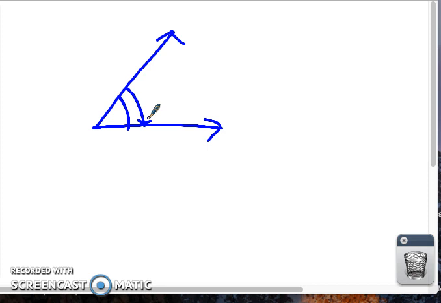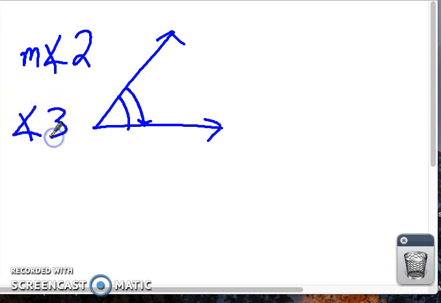If we're looking at an angle symbol, say we're saying the measure of angle 2, we do M for measure, and we would show the angle symbol, measure of angle 2. Or if we're just talking about angle 3, we're going to use that.